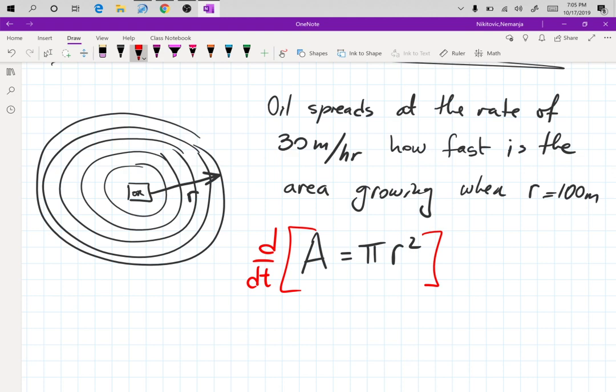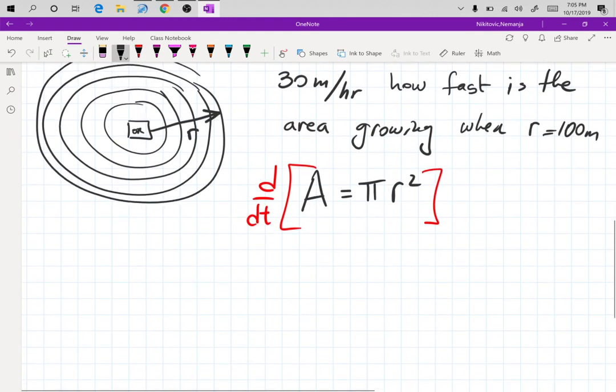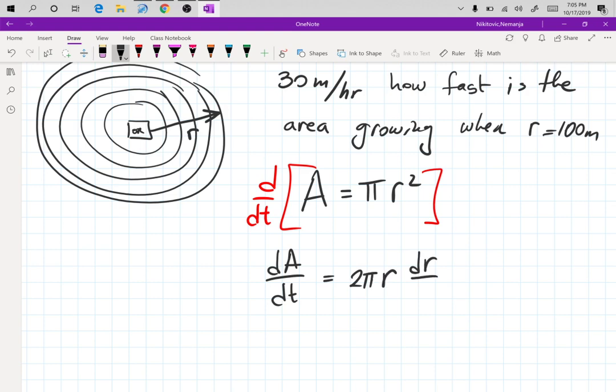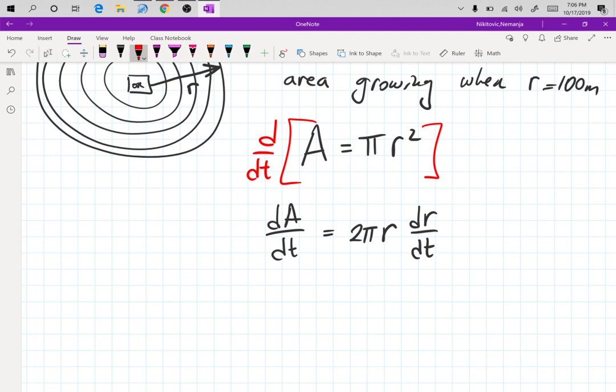So now, when I take the derivative, what's the derivative of A? 1, and then dA/dt, right? Equals, pi is a constant. What's the derivative of r squared? 2r, so 2 pi r, and then dr/dt, because we have to follow with the chain. Always remember your implicit differentiation. Every time you take the derivative with mismatching dimensions, in this case r and t, r is distance, t is time, they are not the same concept, you always have to follow with the chain. What you have here is related rates.